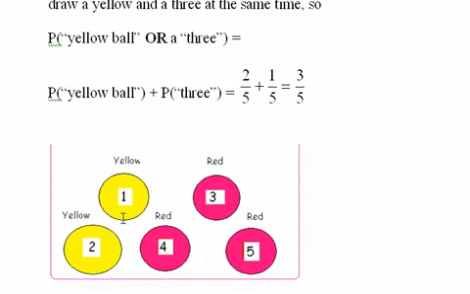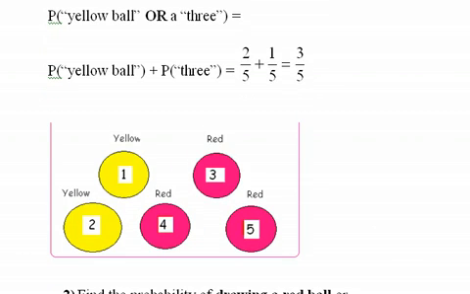Of course, there are 2 yellow balls out of 5, so the probability of drawing a yellow ball is 2/5. There is 1 3 in the whole bunch, and there are 5 balls, so that's 1/5. We add them up and we get 3/5. And that's the probability right here of drawing a yellow ball or a 3. Let's look at one more example.